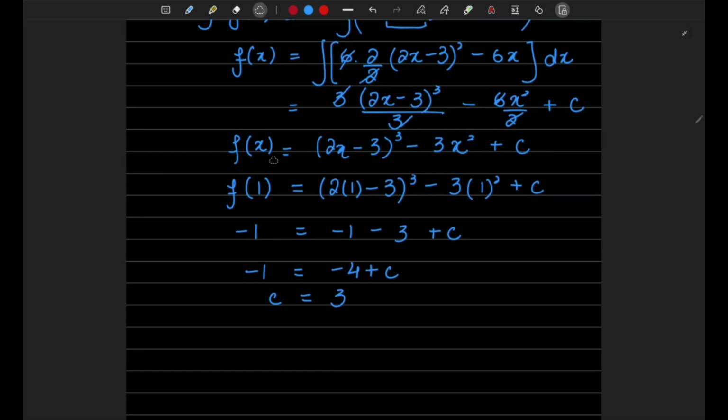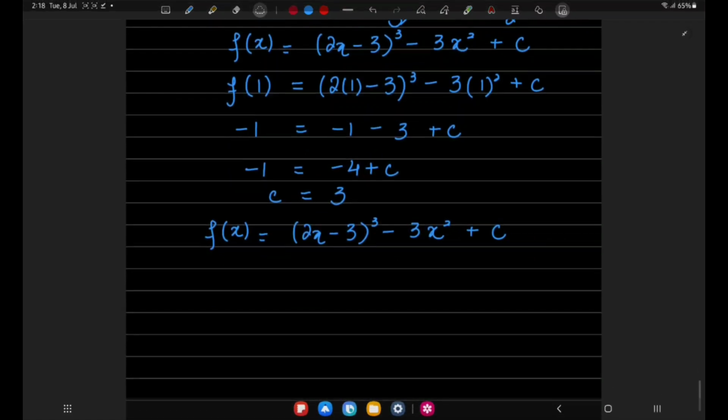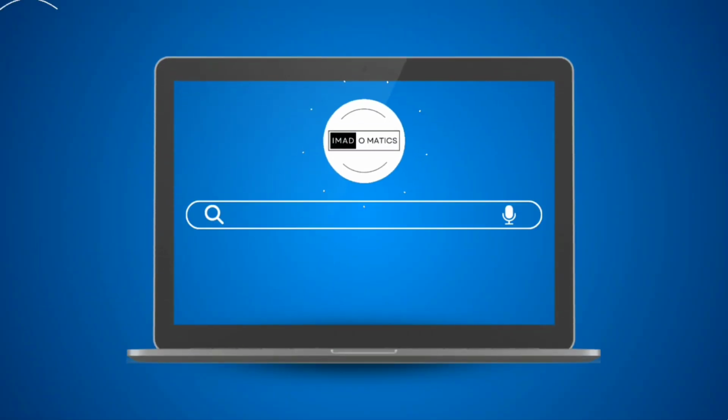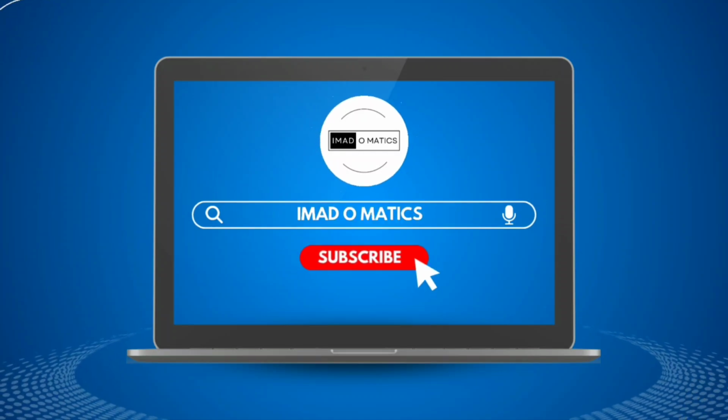Now substitute it back into your function equation, and we are left with your function. We get the constant of integration to be 3. So this is your final equation for the function. Okay, so that's all about question number 9.